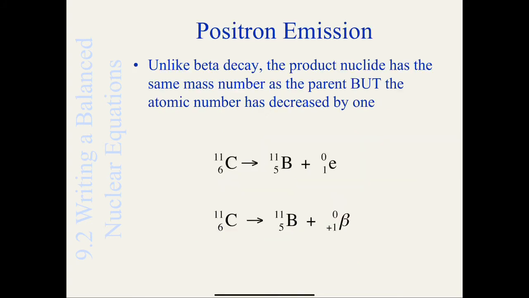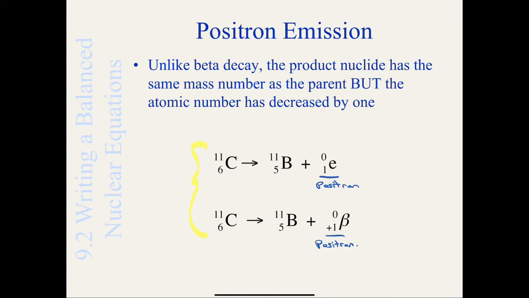The decay of carbon-11 to a stable isotope, boron-11, is one example of positron emission shown here. The reason there are two equations here is that they're both showing different ways to represent the positron. So this is a positron, and this is the same thing, just written a different way. This is another way of representing a positron. A positron has the same mass as an electron or beta particle, but opposite charge, so the charge is +1.